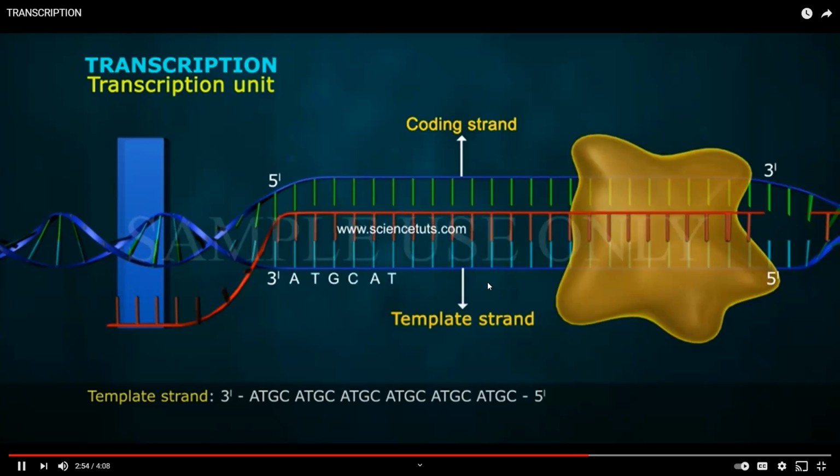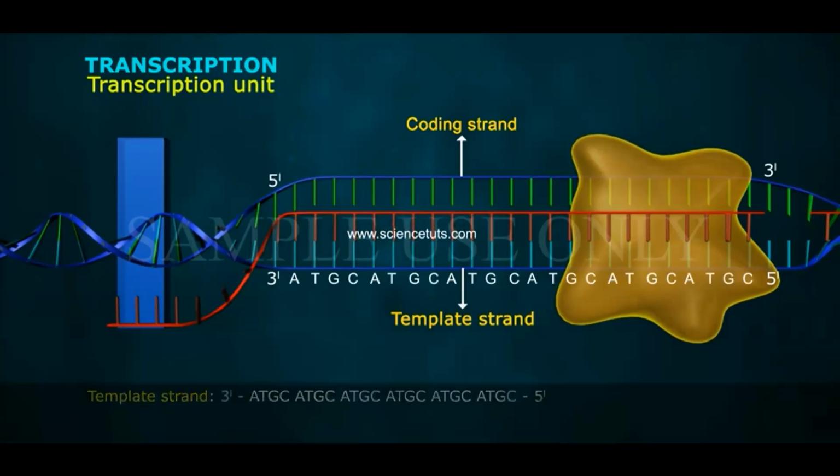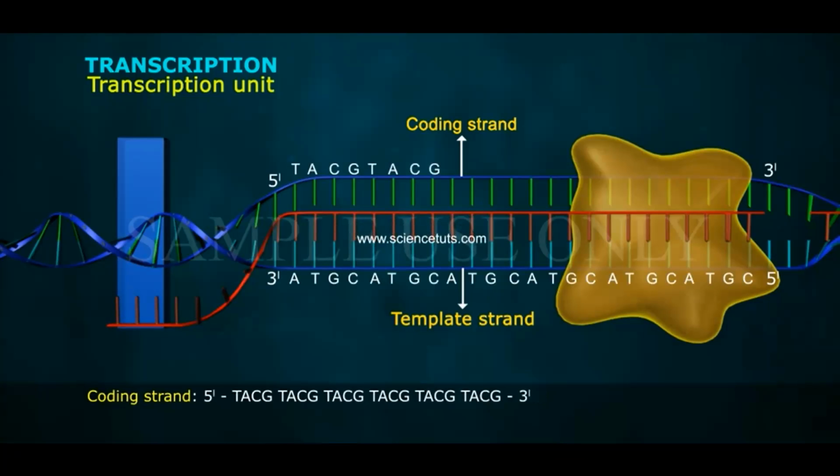ATGC, ATGC, ATGC. These are the ATGC codes. ATGC to 5'. The coding strand is random, right? 5' TSCG, TSCG, TSCG, 3'.